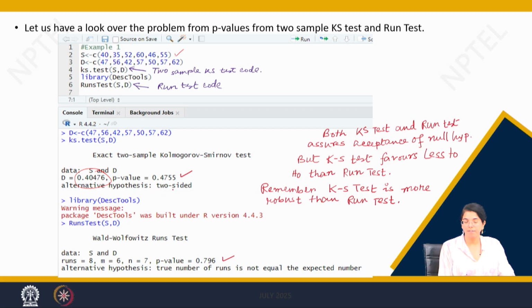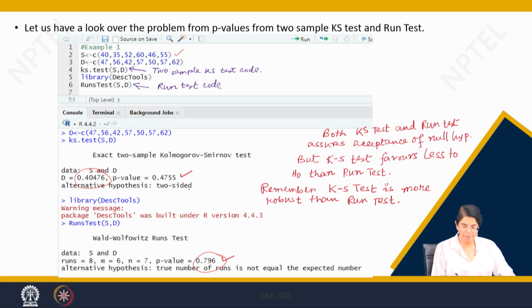along with the p-value, and that is 0.4755. Similarly, by inserting library tseries, which we learned in the context of the run test earlier, you can perform the run test between these two samples, and you will have the Wald-Wolfowitz run test value as 8 and the p-value as 0.796. Let us have a quick comparison between the p-value obtained by the two sample Kolmogorov-Smirnov test and by the run test.